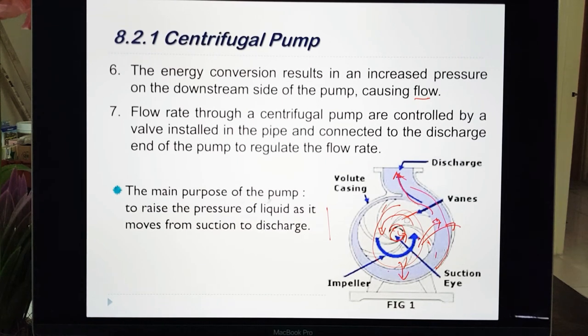So the main purpose of this particular pump is to raise the pressure of the liquid, so it will move from suction to discharge. This is the area where it will suction, and this area will be where the liquid will be discharged.